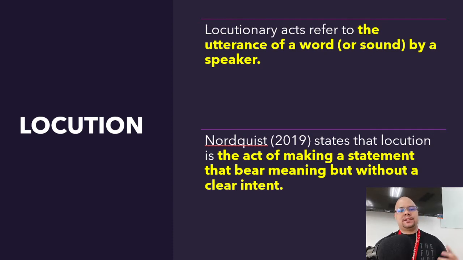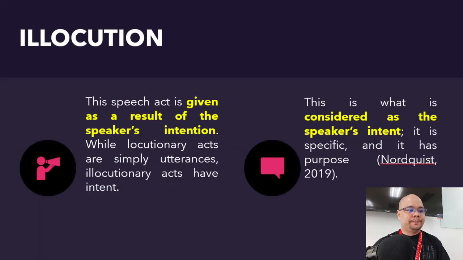So Nordquist states that locution is just the act of making a statement. And that statement will mean something, but there is no clear intent. Basically, it's just a word, but whether this word has a purpose or not is unclear as of the moment. We just know what the word means, but there is no context. So where does the context enter? Or how do we know what the purpose is?